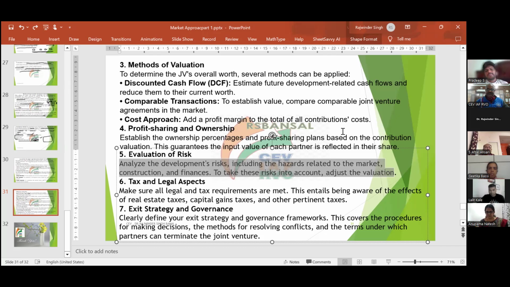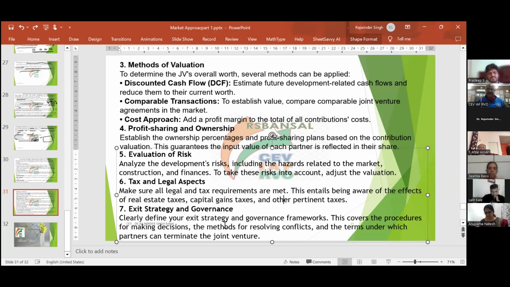So then you have to check the tax and legal aspects also. So whether the joint venture is feasible and what legalities may be involved in it. Make sure all legal and tax requirements are met. This entails being aware of the effects of real estate taxes, capital gain taxes, and other pertinent taxes.